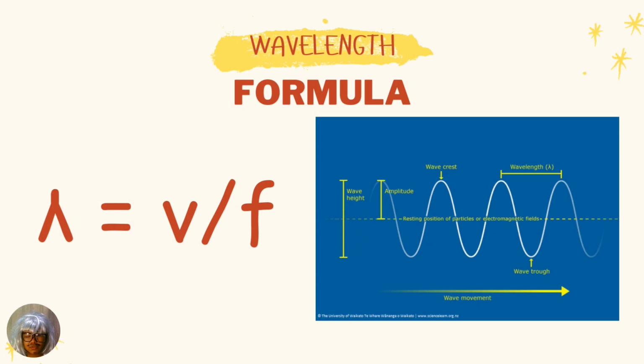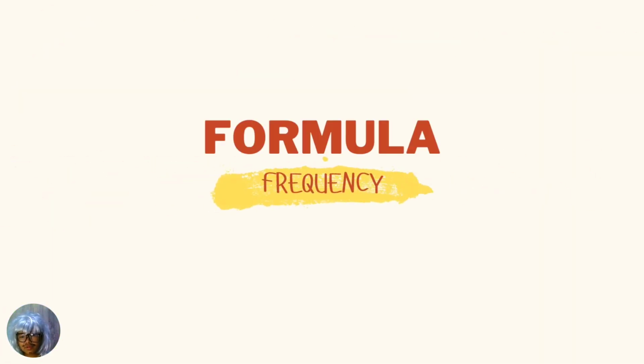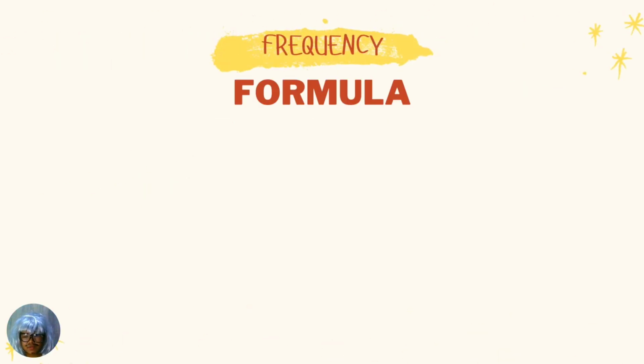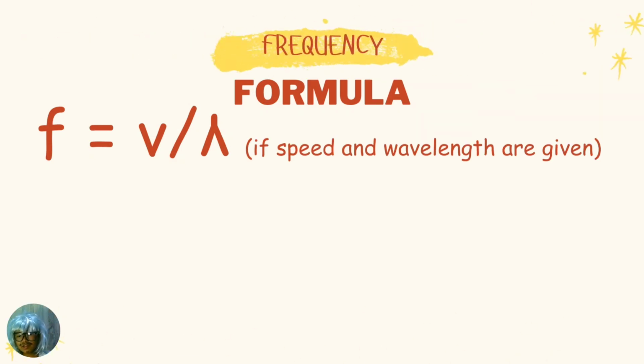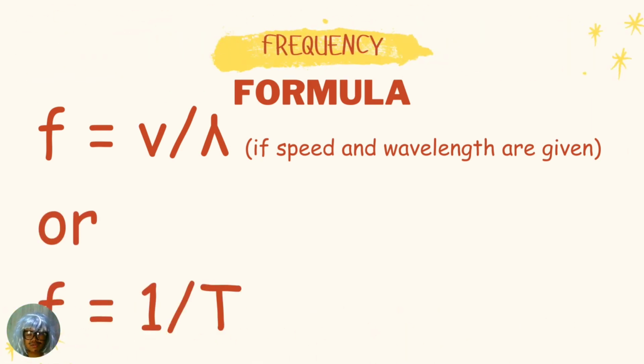Now moving on to the formula of frequency. The formula of frequency could be frequency is equal to speed divided by wavelength. And this is if the speed and wavelength are given in the problem. But we can also use frequency is equal to 1 divided by period if the period is given.